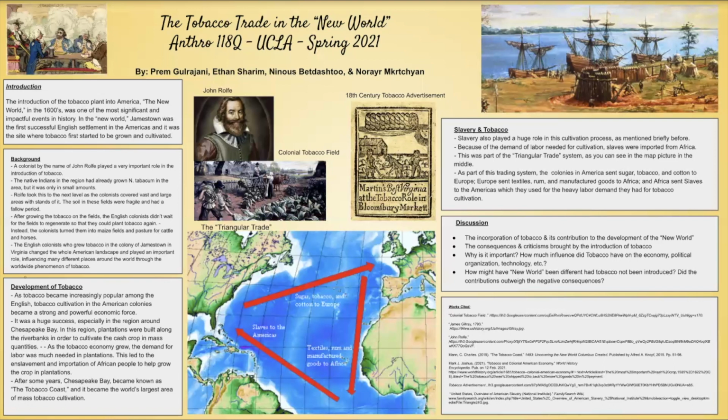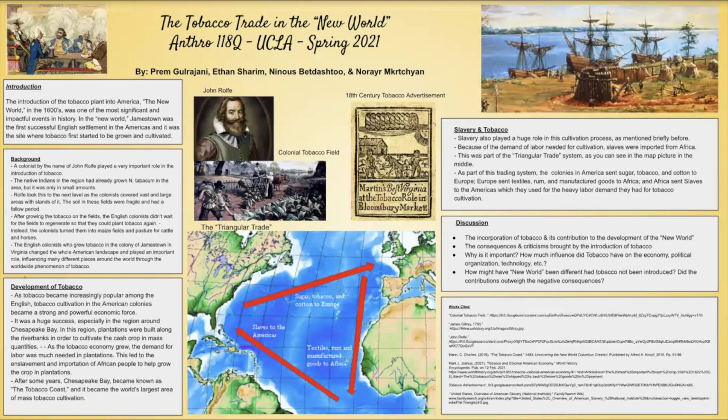As tobacco became increasingly popular among the English, tobacco cultivation in the American colonies became a strong and powerful economic force. It was a huge success, especially around the Chesapeake Bay. Plantations were built along the riverbank in order to cultivate the cash crop in large quantities.